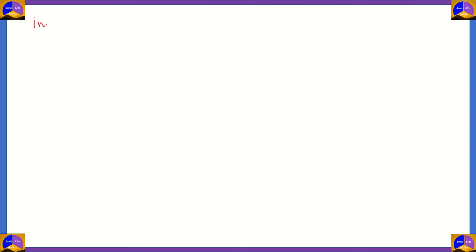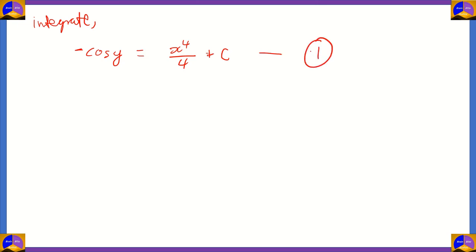Now all we have to do is integrate. When you're integrating, the left hand side becomes minus cos y, because the integral of sine x dx is minus cos x, so the integral of sine y dy is equal to minus cos y. On the right hand side, it's the integral of x cubed, that is x raised to 4 divided by 4 plus c. That becomes our equation 1. And this step also fetches you 1 mark. So it's a very important step.